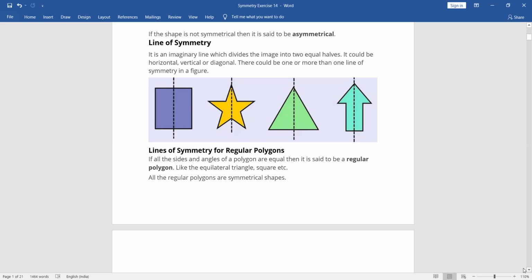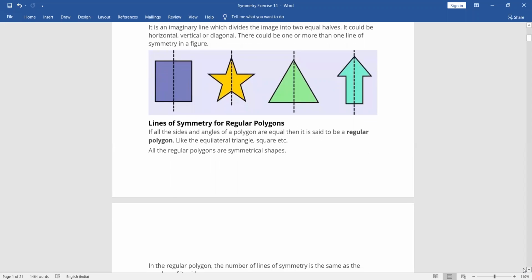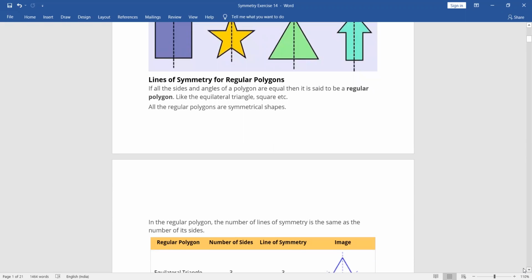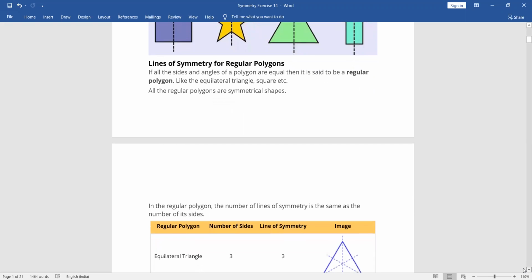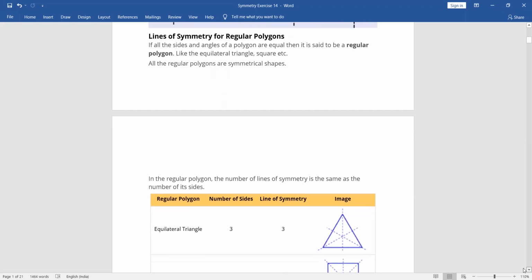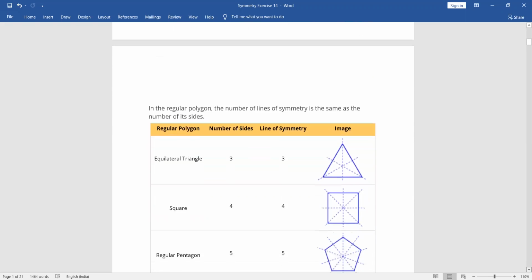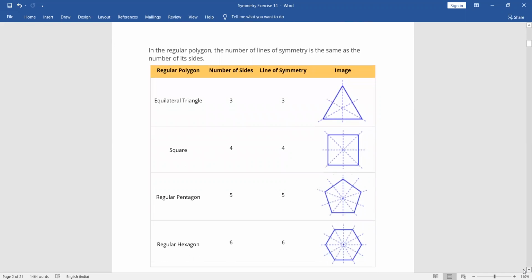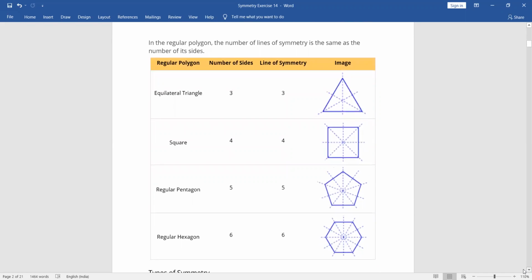If it is a triangle, then the equilateral triangle is a regular polygon. In quadrilaterals, the square is a regular polygon. Whatever the regular polygons are, they all are symmetrical in shape. Just see a few examples. In any regular polygon, the number of lines of symmetry is equal to the number of sides.